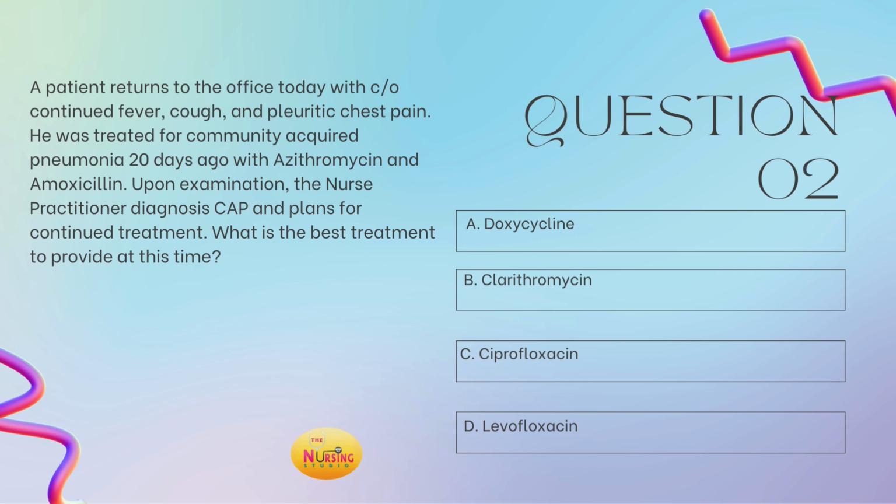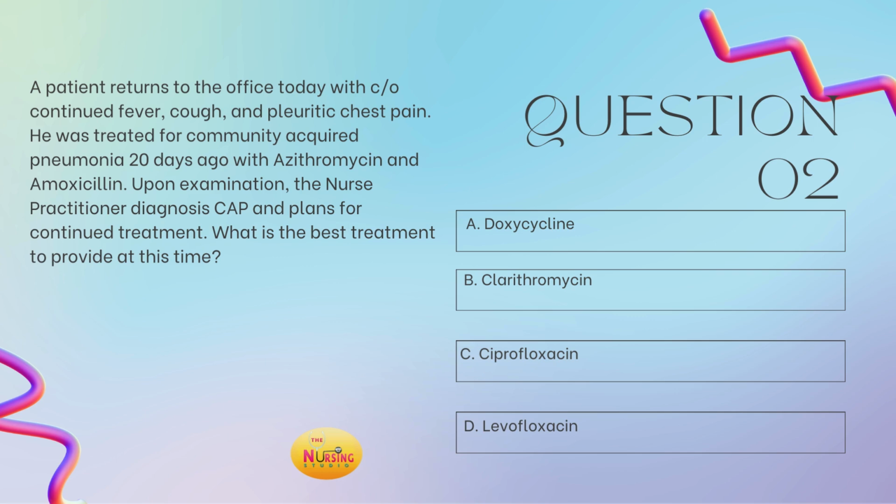All right, so the stem of the question states, what is the best treatment to provide at this time? I always say if it's asking you about treatment, you need to run it back and see what the diagnosis is. See if they're providing you with a diagnosis. And if they are not, you've got to run it back a step further to see what the assessment is to come up with a diagnosis. So here they're telling you that this patient is returning with continued fever, cough, pleuritic chest pain. He was just diagnosed with community acquired pneumonia and treated 20 days ago.